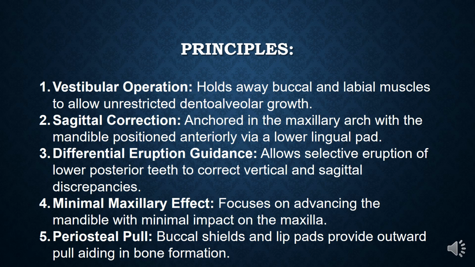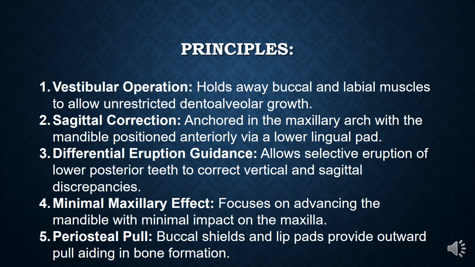Second pillar is the sagittal correction via tooth-borne maxillary anchorage. The Frankel appliance is anchored firmly in the maxillary arch by means of grooves in the molar and canine regions. The mandible is positioned anteriorly by means of an acrylic pad that contacts the alveolar bone behind the lower anterior segment. This lower lingual pad acts more as a proprioceptive trigger for postural maintenance of the mandible.